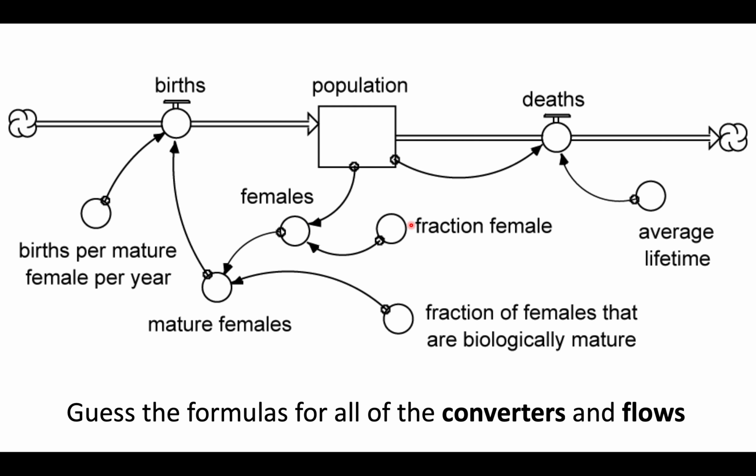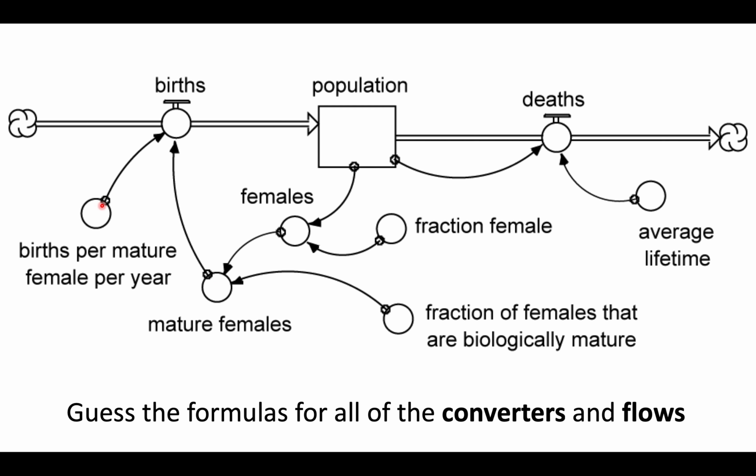And so they would say, well, what fraction? So where you might assume like a 50% fraction. So this is the fraction that are females. And then we say, all right, well then, what fraction of those females are biologically mature? So this is some other fraction, let's say 25%. And then that gives mature females, and those are the only ones that can potentially give birth.